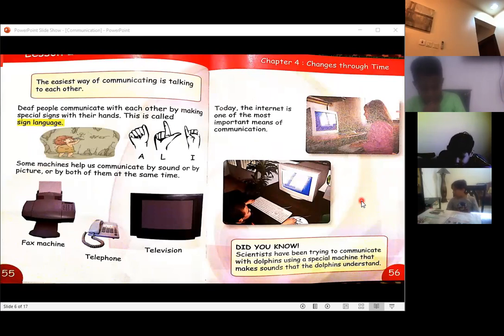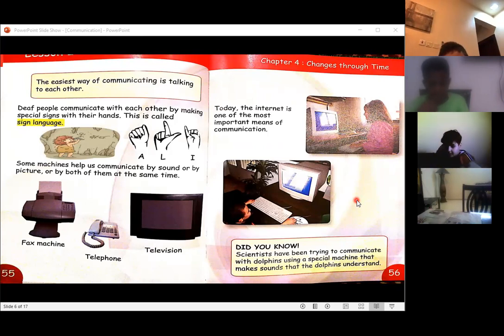Move on to page 55. The easiest way of communication is talking to each other. What is the easiest, simplest way of discussion? It is speaking with people, having a conversation with people.